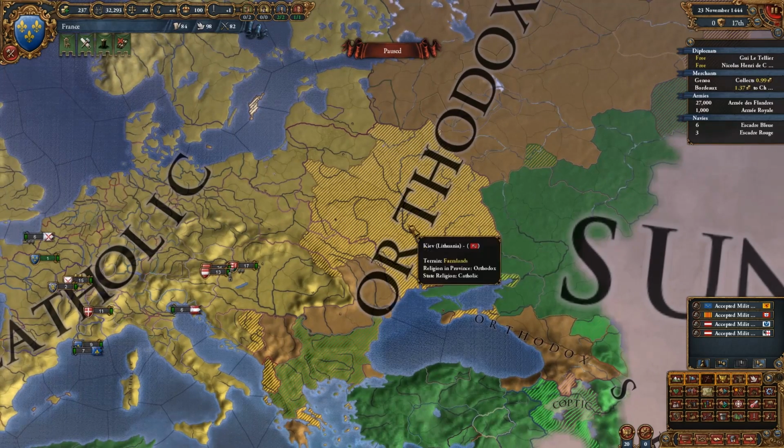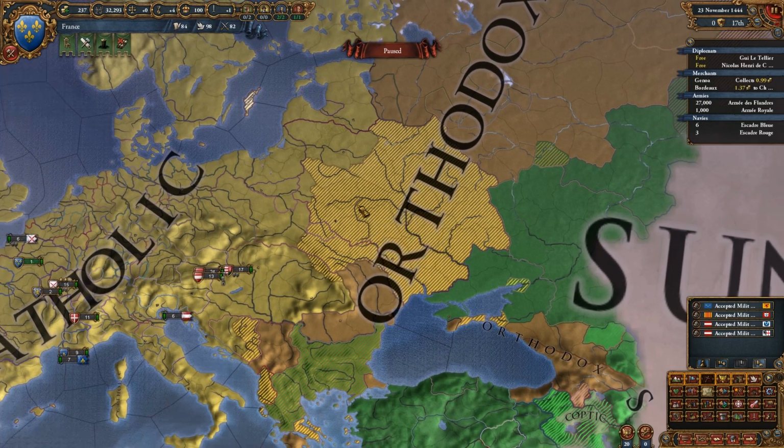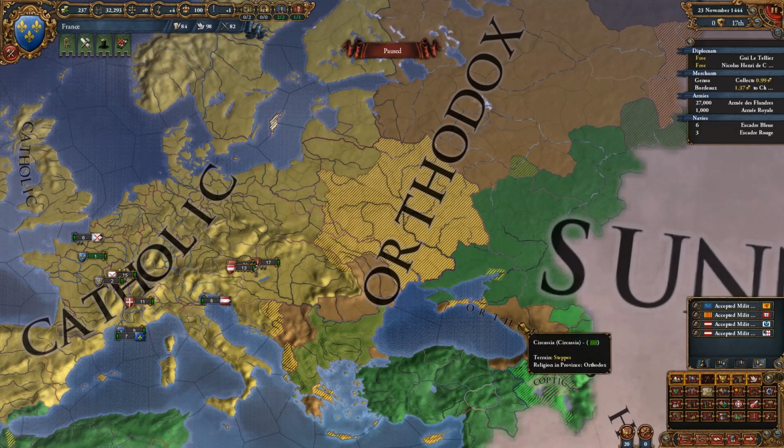So it's either going to have the option to try and convert all of its provinces to Orthodox, convert all of its provinces to Catholic, so they're the right religion, or convert its state religion to Orthodox. Otherwise, it's going to have a lot of religious unrest.